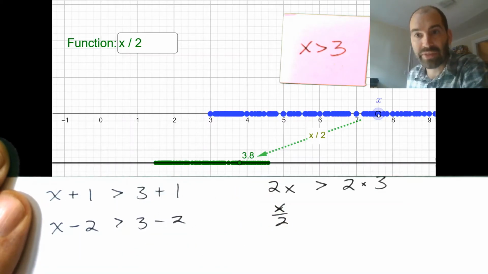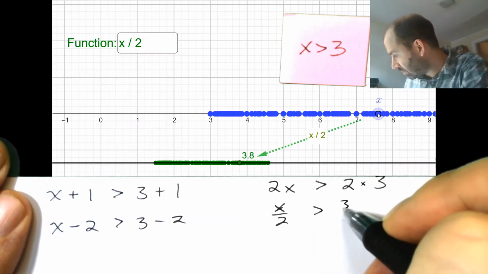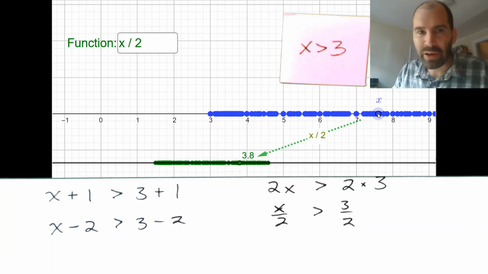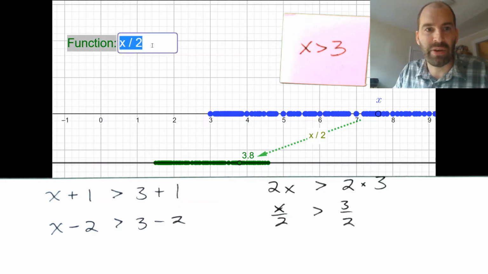How do I get 3 halves? It's 3 divided by 2. So everything seems fine, right? I can add the same thing, subtract the same thing, multiply the same thing, divide by the same thing to both sides, and everything is fine, right? Well, we have to be a little bit careful because there's something we haven't tried yet. We haven't tried multiplying by a negative number.